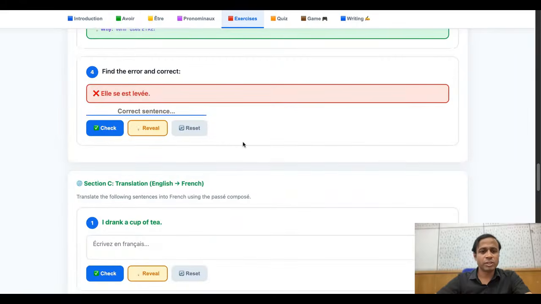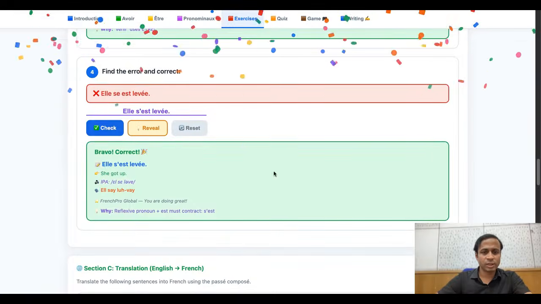Now last question. Find the error and correct. Elle se lave. What would be the right answer? Elle se lave. Yes. Because with se and then est, if there are two vowels face to face, then e will be removed. Elle se lave, with extra e. Yes, this is fine.